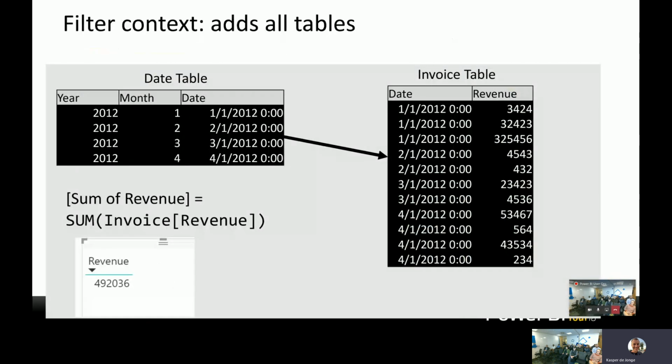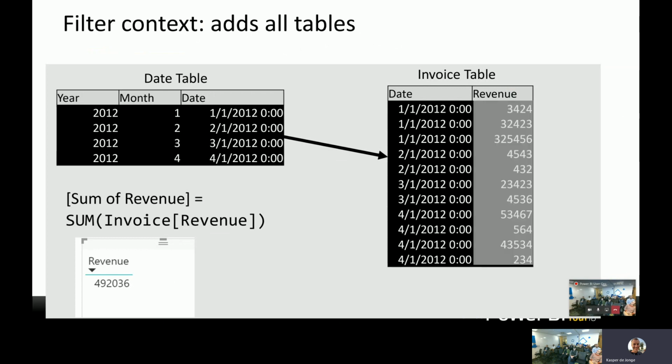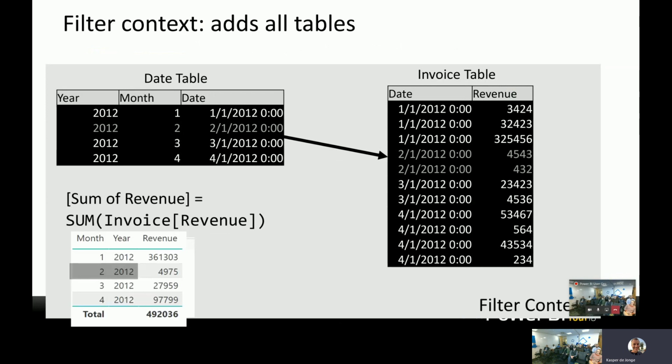What does that mean? Let's take a look at a quick example. Initially, when I just drag in from the invoice table sum of revenue, it automatically gives us the grand total. It takes all the rows inside of that table, summarizes them, and gives us the value that we see on the bottom left. That's it.